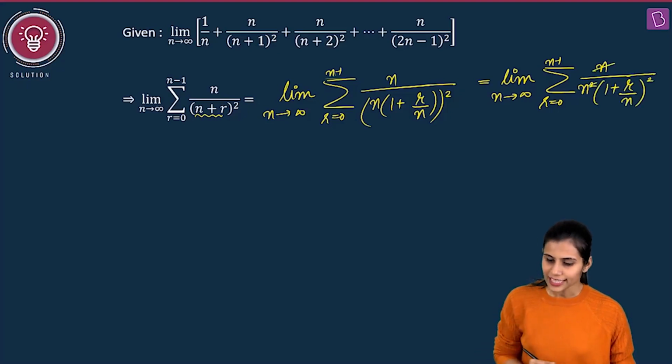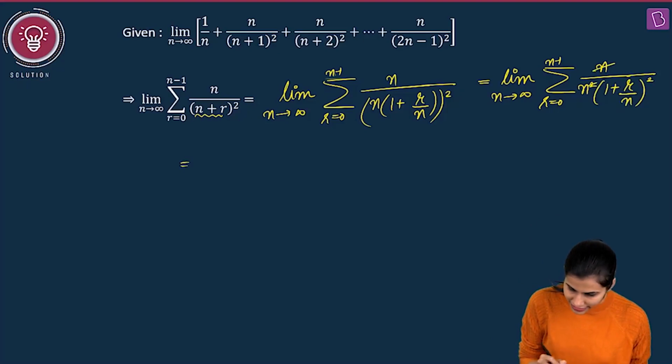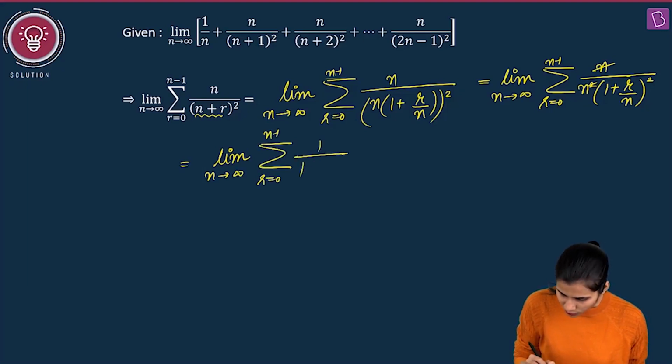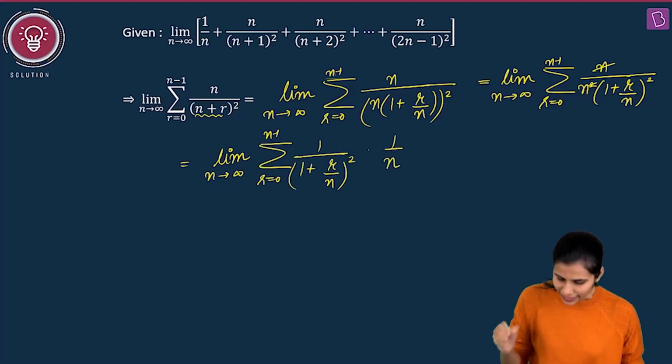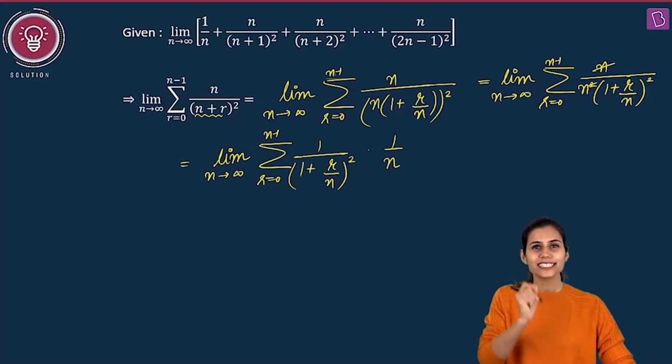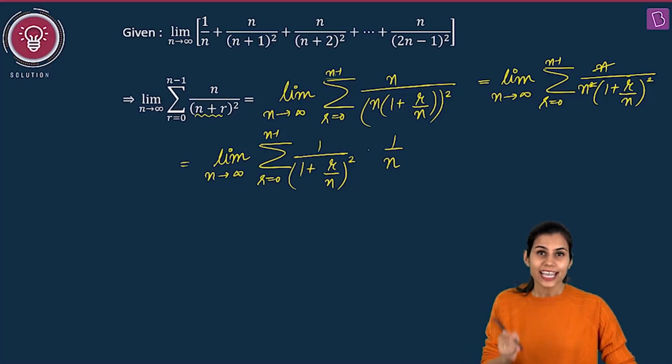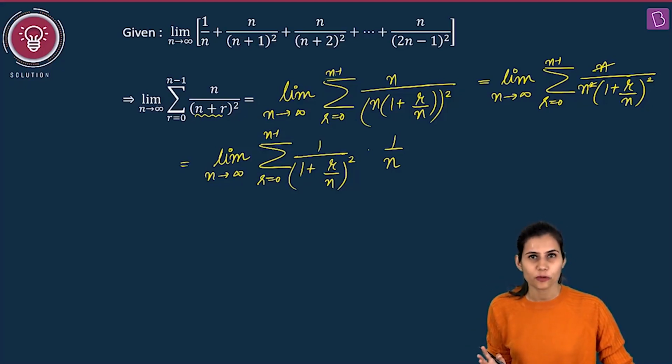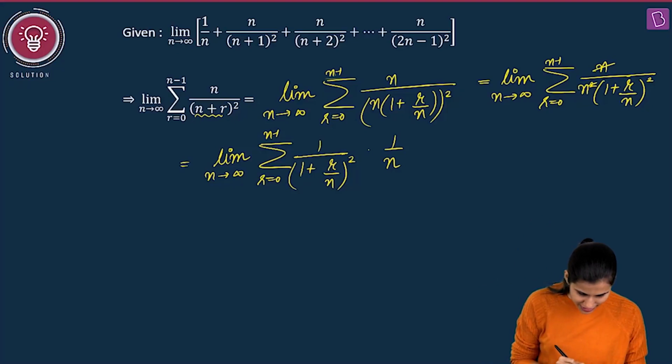So this n cancels out. What are you left with? Carefully write it, okay? Limit n tends to infinity, summation r going from 0 to n minus 1, 1 upon (1 plus r by n) whole square into 1 by n. We are just one step away from writing this exact same thing in the definite integral format. See, you know the rules? Yes, the steps you are aware of.